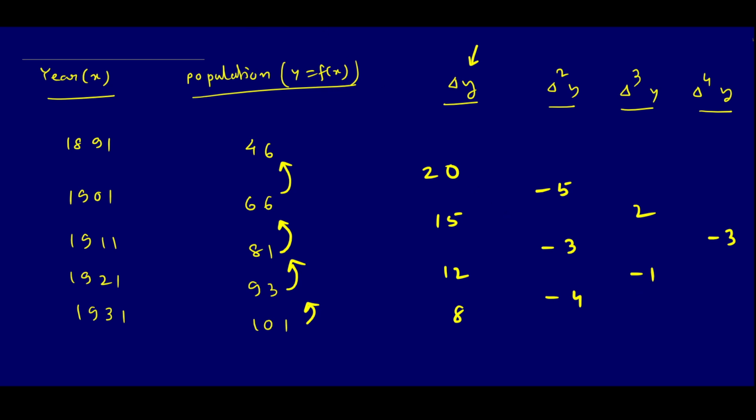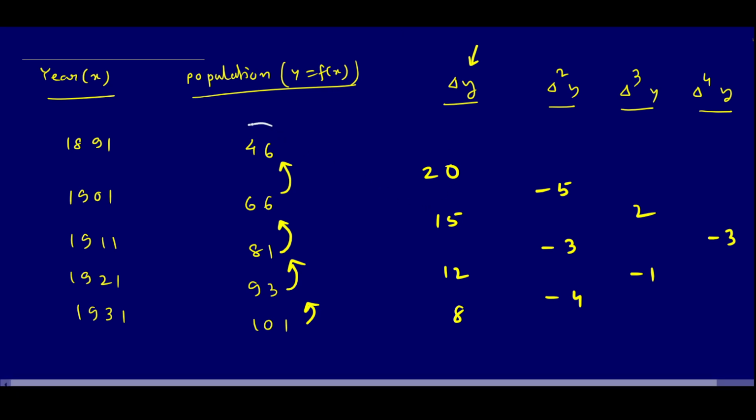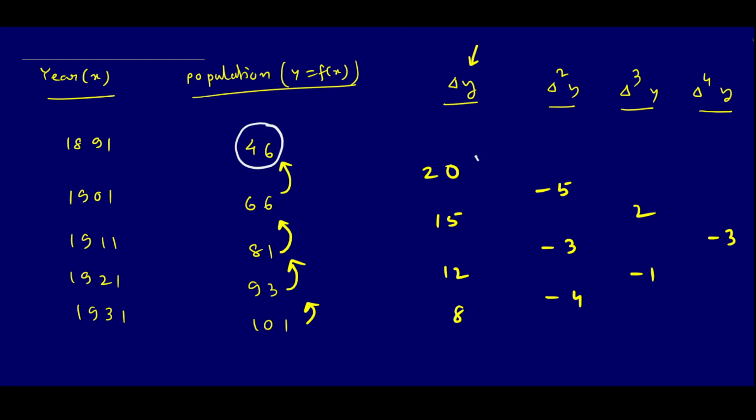Now the main trick will come here. In forward, this is our y naught, this is delta y naught, this is our delta square y naught, then delta cube y naught, and this one is delta to the power 4 y naught. But when you use the backward interpolation formula, we have to write yn. Yn means which one? The last one. So we have to put the values from the bottom of the table. See, this is our yn. Now this term is nebula yn. Is it clear?